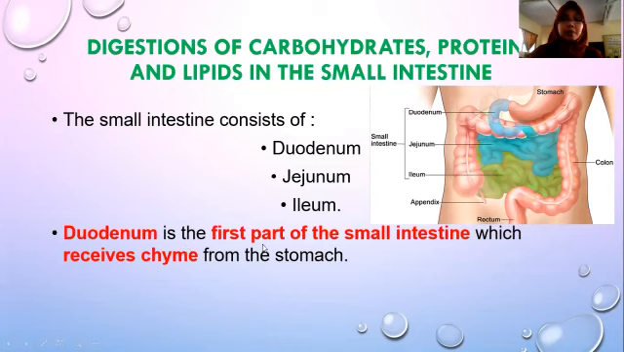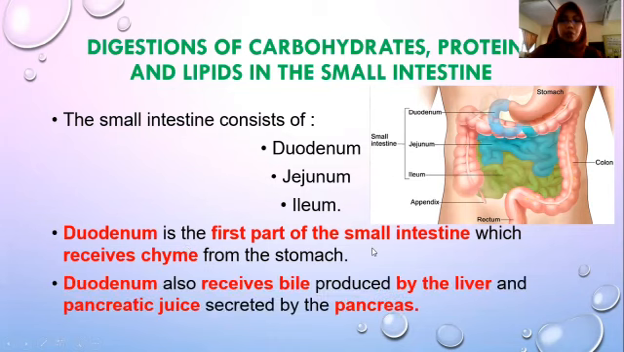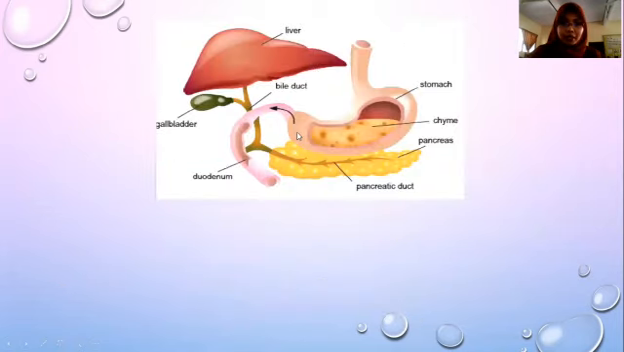The duodenum is the first part of the small intestine, which receives the chyme from the stomach. The duodenum also receives bile produced by the liver and pancreatic juice secreted by the pancreas. So when we look at this structure, you can see this is the liver. The liver functions to produce bile.